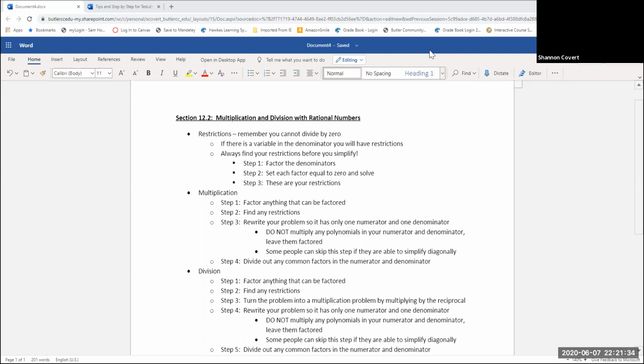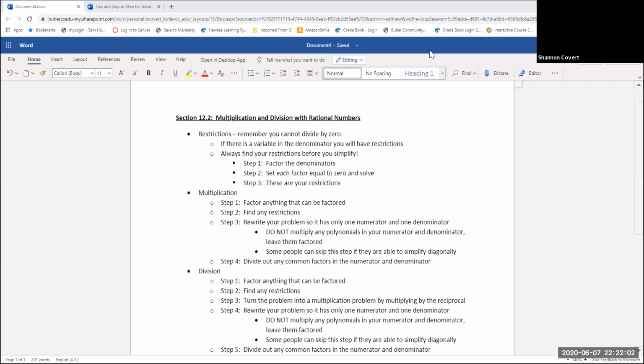Step 3, we don't like to divide with fractions, so we prefer to multiply. So we're going to use one of those rules that I showed you in the last lecture, and instead of dividing, we're going to turn that problem into multiplication by multiplying by the reciprocal. So instead of dividing by whatever that fraction happens to be, you're going to multiply by the reciprocal, which means you're going to flip the numerator and the denominator on your second rational expression.